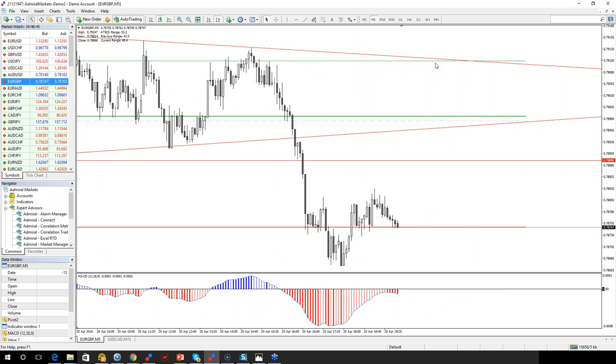Yes, I go with market execution. I don't make any pending orders with breakouts because I need to see momentum. It doesn't mean anything if a level is broken, if there is no momentum. That is why we need to watch the market.